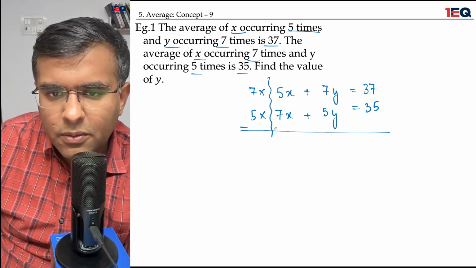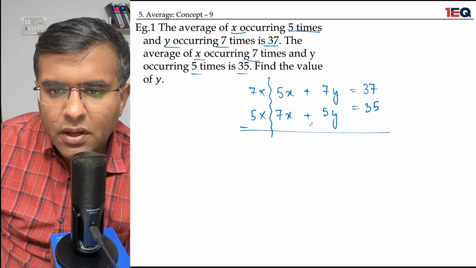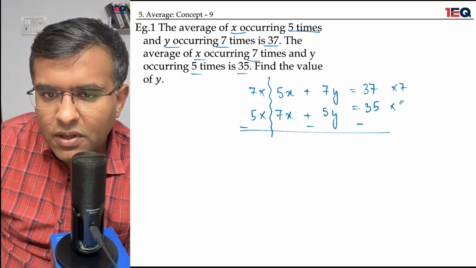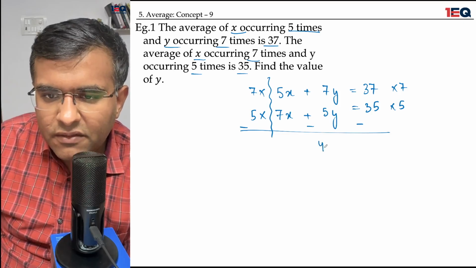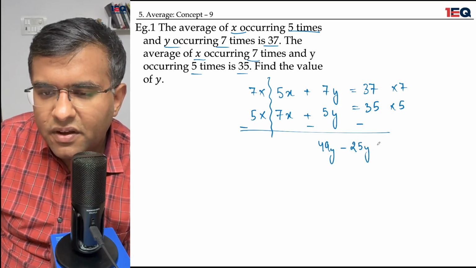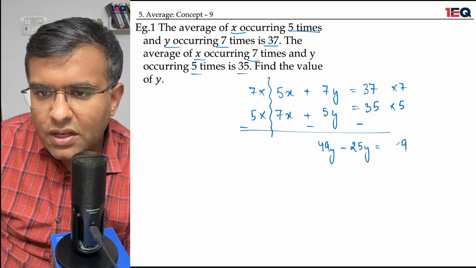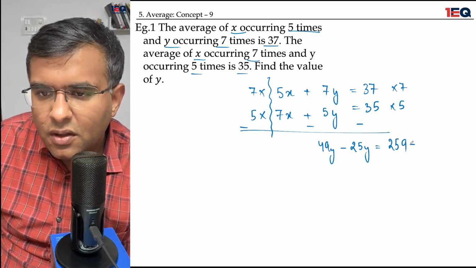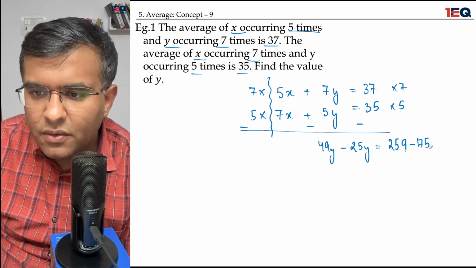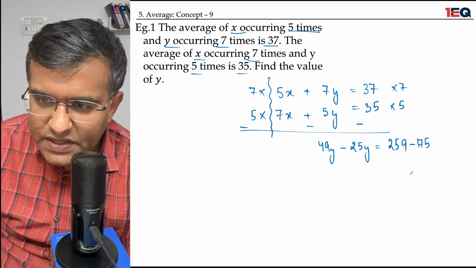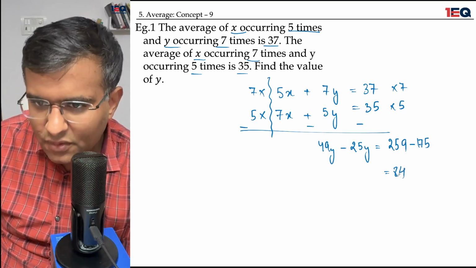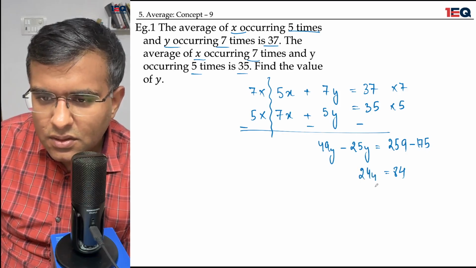This equation is being multiplied by 5 and 7, and the minus sign would be introduced. Here 7 would be multiplied and here 5 would be multiplied. 7 sevens are 49y minus 5 fives are 25y. 7 sevens are 49, 7 threes are 21, so 259, minus 5 fives are 25, 5 threes are 15, 175. So 259 minus 175 is 84, and this is 24y.